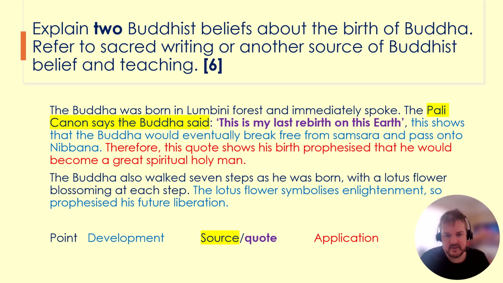The second point does not need a quote, although you might feel that you can still explain giving an example of a quote from a Pali Canon or other scripture. In this case they haven't. The Buddha also walked 7 steps as he was born with lotus flowers blossoming at each step. The lotus flowers symbolize enlightenment, so prophesied his future liberation.